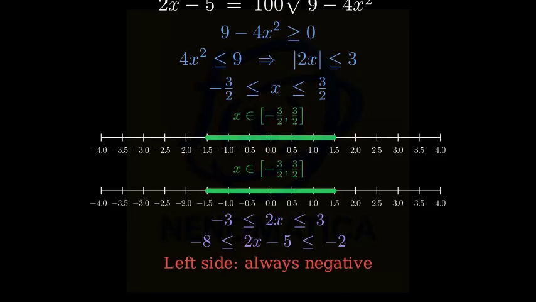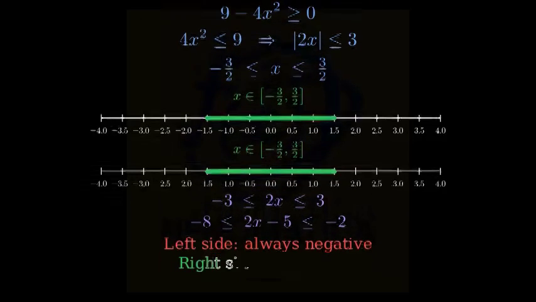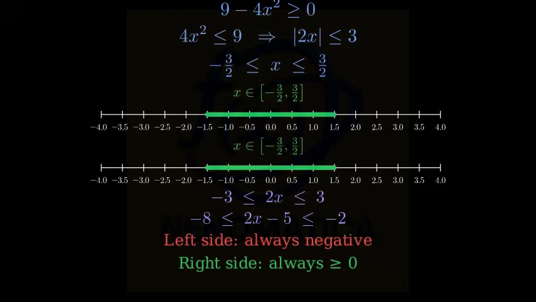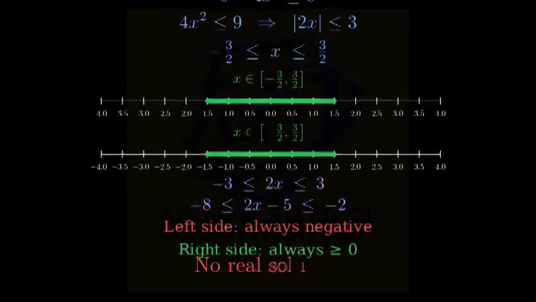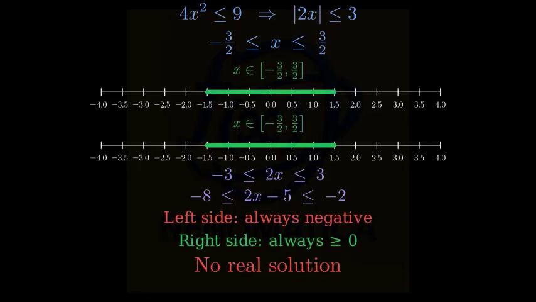always negative. Now consider the right side, 100 times a square root. A square root is always non-negative, so the right side is always greater than or equal to 0. A negative left side cannot equal a non-negative right side. Therefore, the first equation has no real solution.